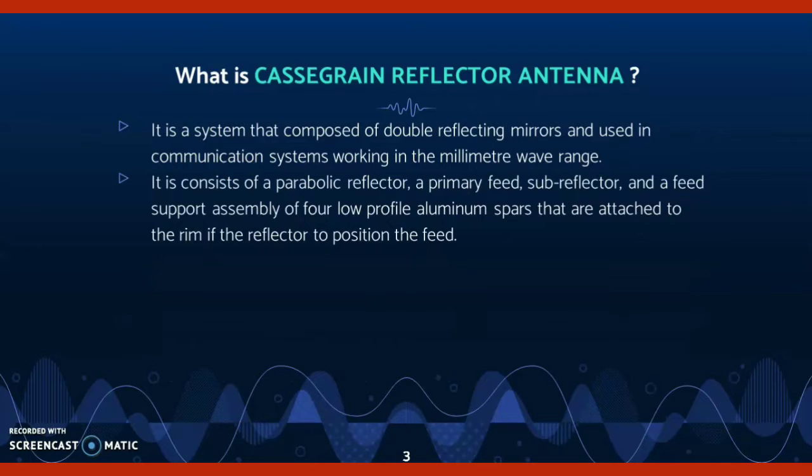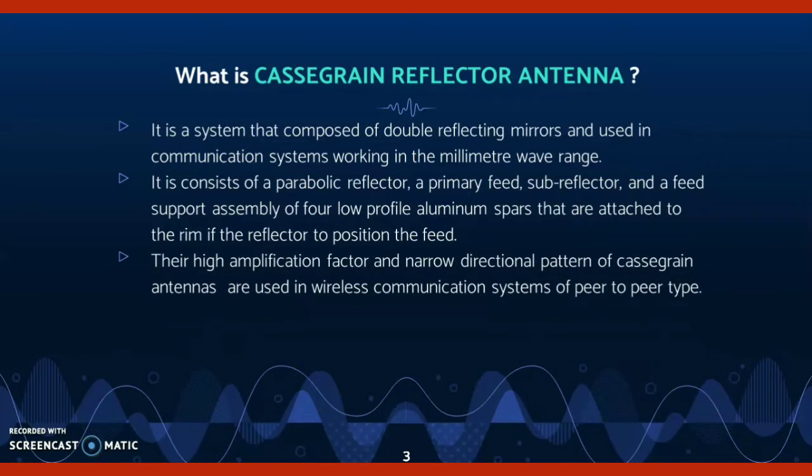It consists of a parabolic reflector, a primary feed, a subreflector, and a feed support assembly of 4 low-profile aluminum spars that are attached to the rim of the reflector to position the feed. Their high amplification factor and narrow directional pattern make Cassegrain antennas used in wireless communication systems of peer-to-peer type.